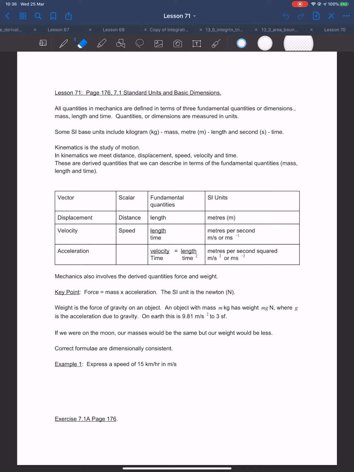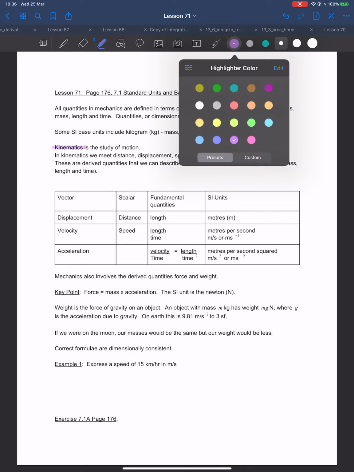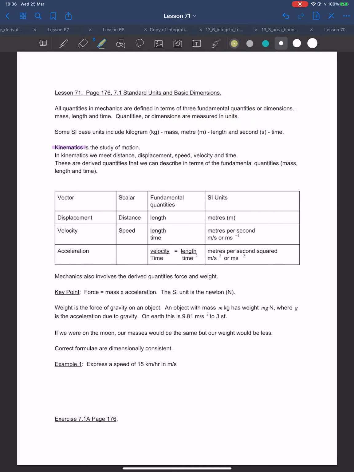Kinematics, that feels like that should be a heading, is the study of motion. So in kinematics we meet distance, displacement, speed, velocity, and time. And these are derived quantities that we can describe in terms of the fundamental quantities: mass, length, and time.